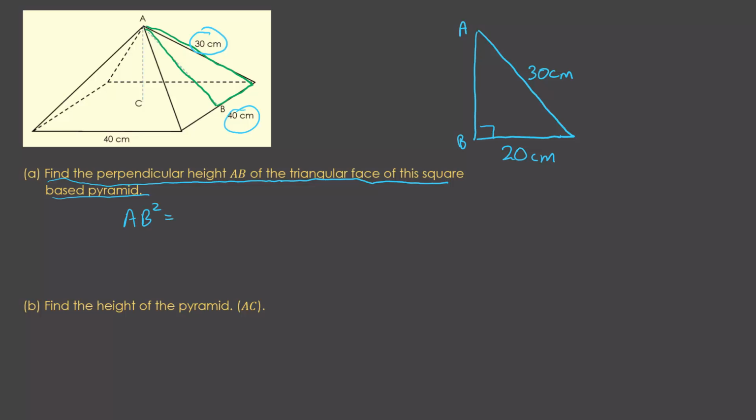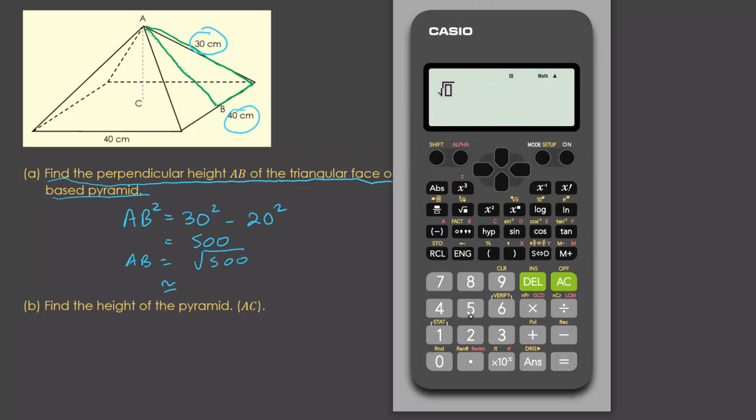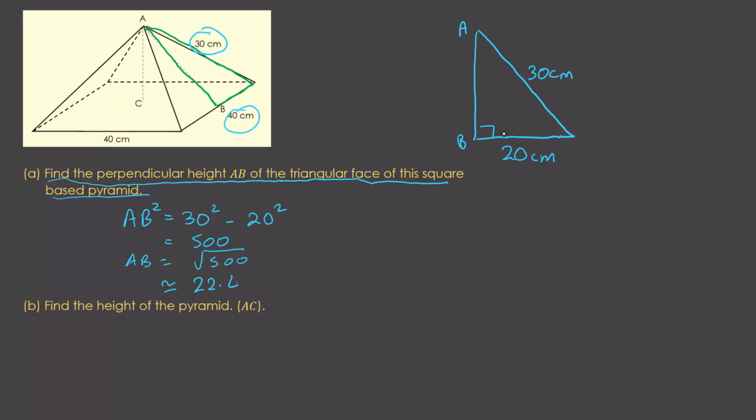AB squared would be equal to 30 squared minus 20 squared, which is equal to 500. So AB is the square root of 500, which is approximately 22.4 centimeters.